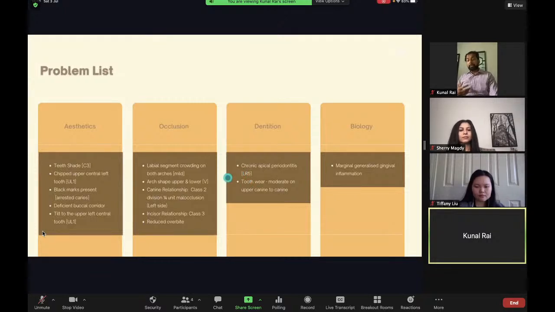There is some tooth wear, some grinding on the upper, from the canine to the canine. And from the pink tissue, he had some mild bleeding. A healthy tissue should be pink in color with some stippling, like an orange skin. But in his case, it was just red.